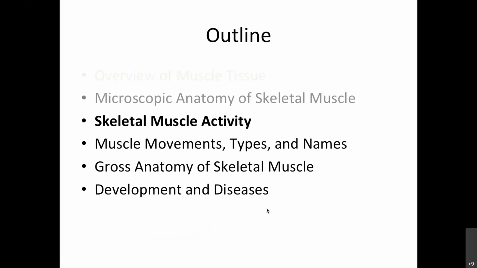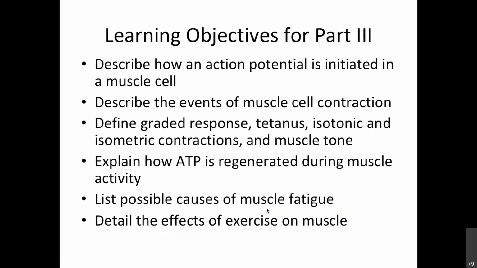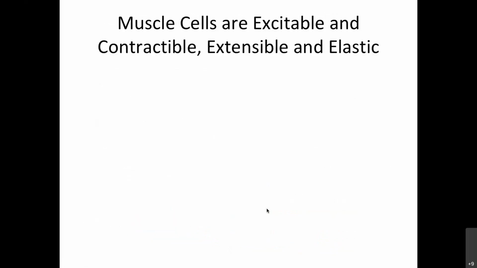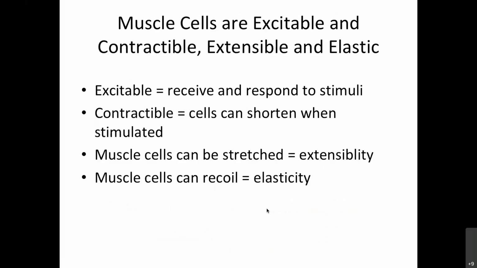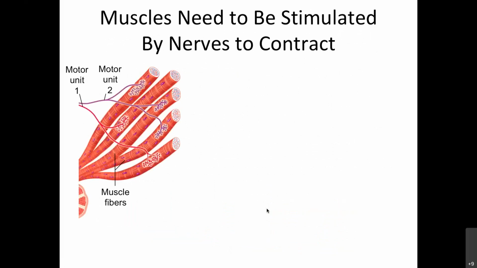Okay, let's now talk about how that sarcomere contracts. So keep in mind all these vocab words: excitable, contractible, extensible, and elastic. Muscles have to be stimulated by nerves to contract. Skeletal muscles have to be stimulated by nerves. These are voluntary, right? So we're going to think the thought, make a bicep flexion here, and we're going to then send a signal through our motor neuron to tell it to contract.